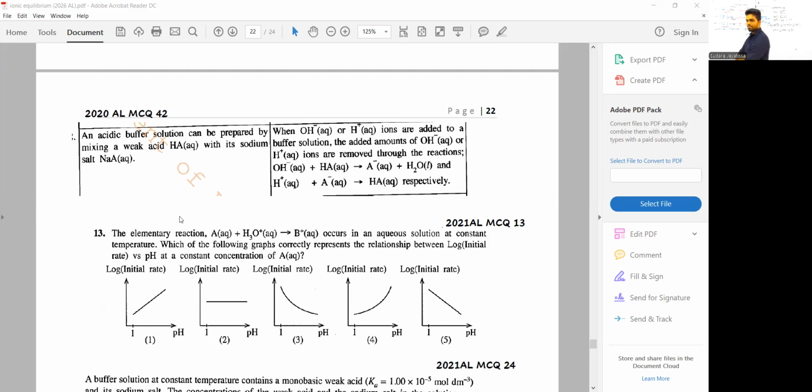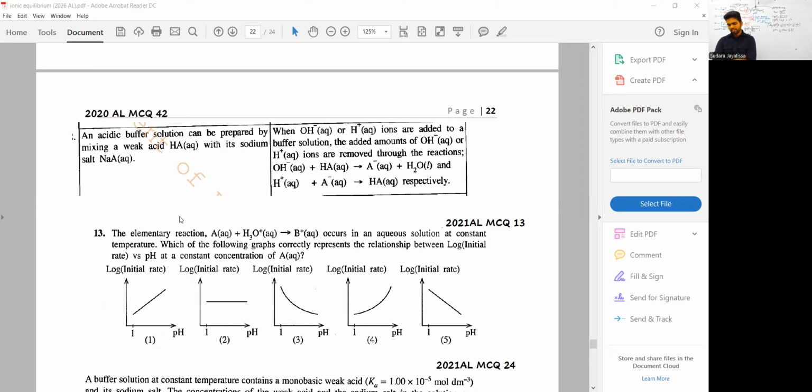So when you add a strong acid, what will happen? The conjugate base A minus will come and react. When you add a strong base, the conjugate acid HA comes and reacts. And that balances the medium.